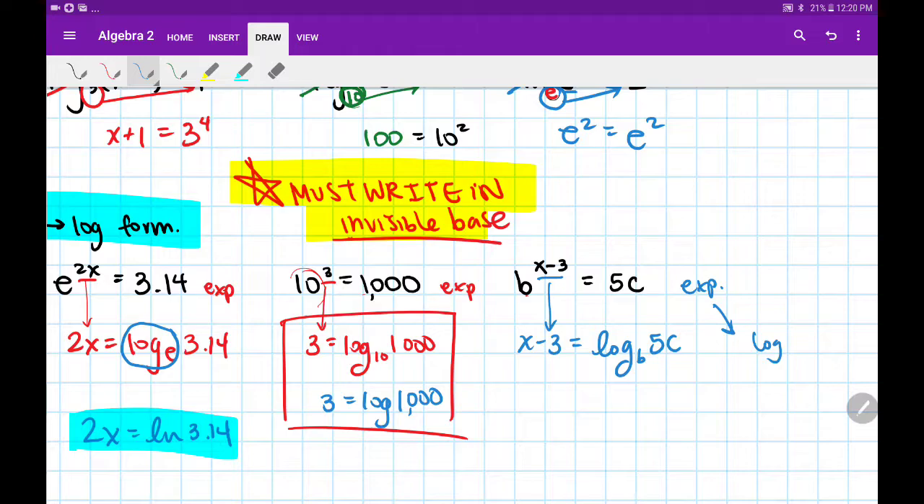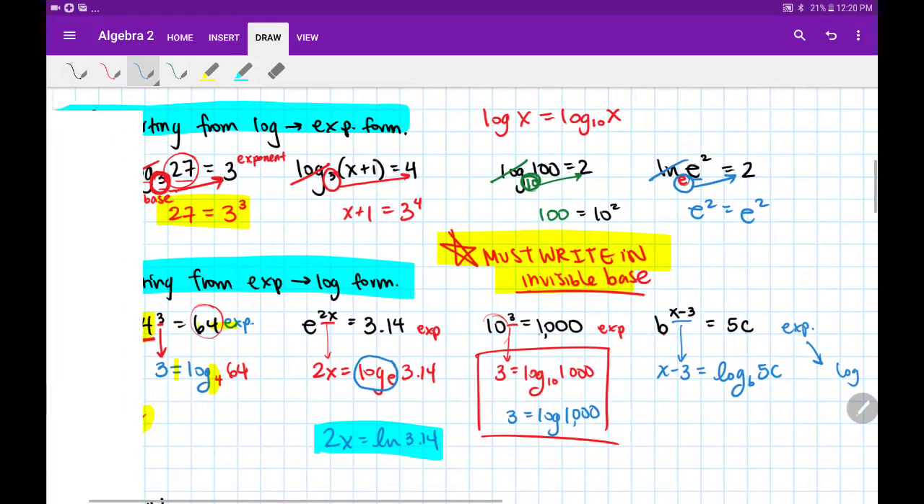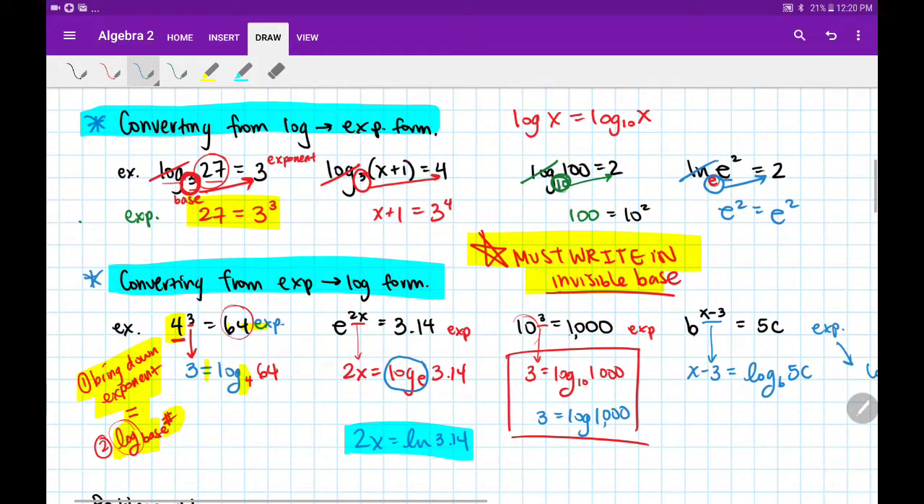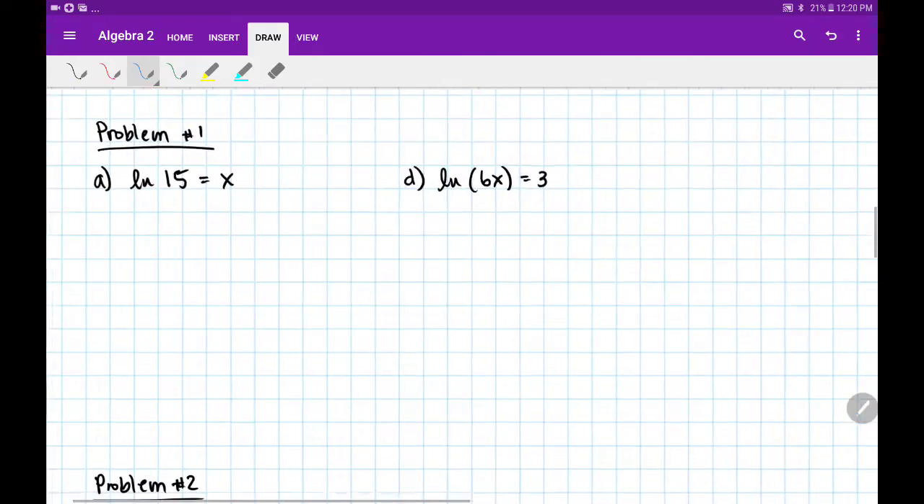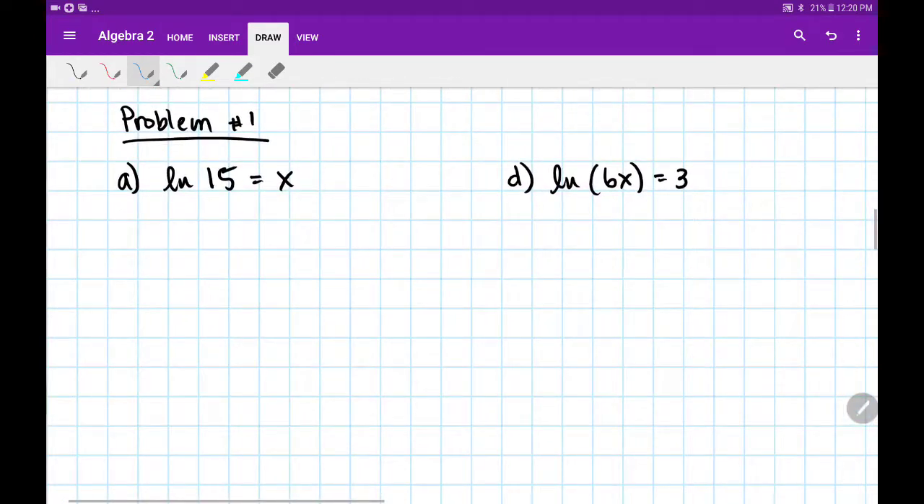Okay, so hopefully you're more comfortable now converting back and forth between log and exponential form. Let's start our homework. So problem number 1, all it wants us to do is to write it in exponential form. So that means right now I'm in log form.